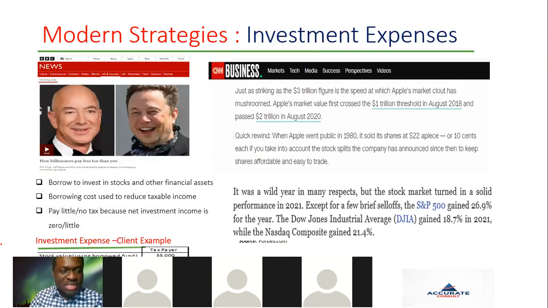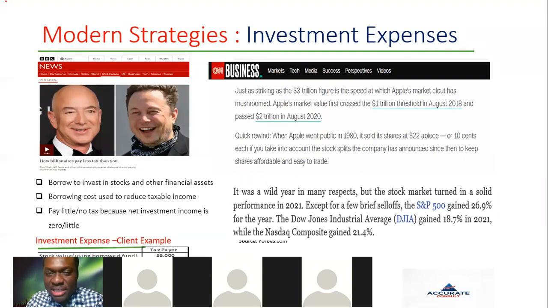Moving to the big guys. I believe you are familiar with these names, the likes of Elon Musk and Jeff Bezos. On average, some of them don't even pay any tax to the government, and they earn billions of dollars. They are worth billions of dollars. So what are they doing? They are investing in financial assets.